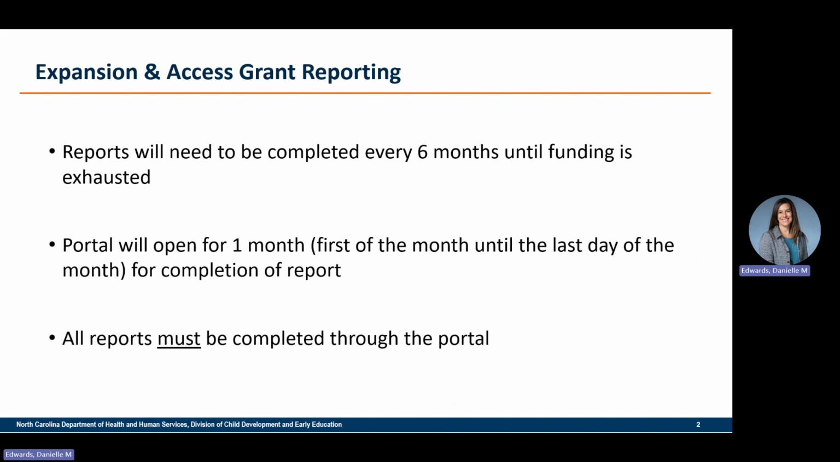The expansion and access grant reports will need to be completed every 6 months until your funding is exhausted. The portal will open for 1 month at a time, beginning at the first of the month and ending at the last day of the month for completion of the report. All reports must be completed through the portal.